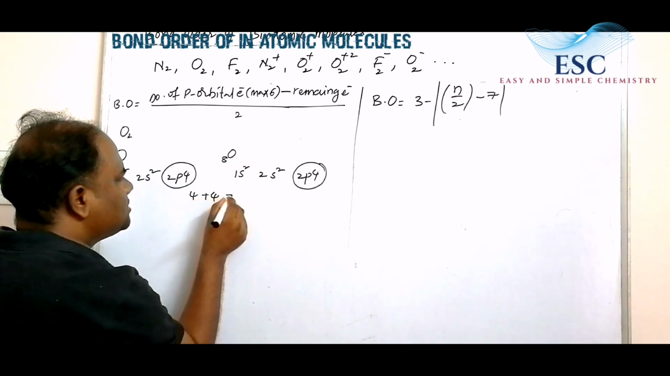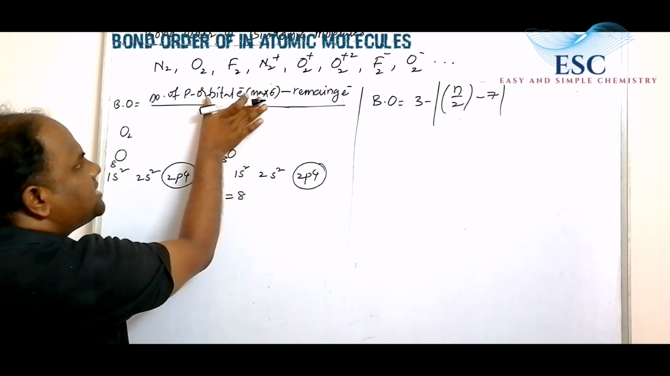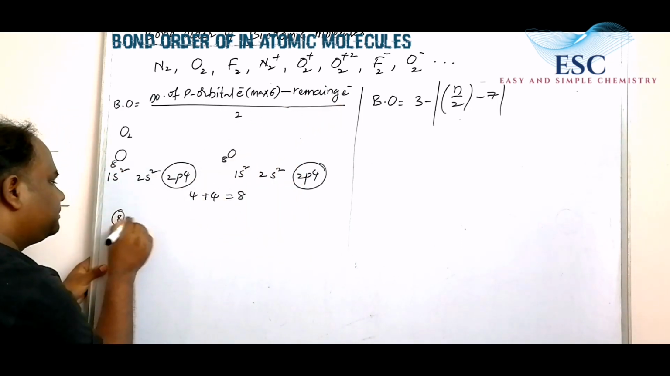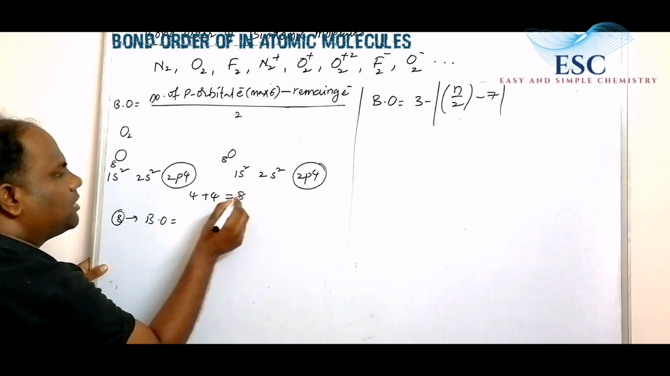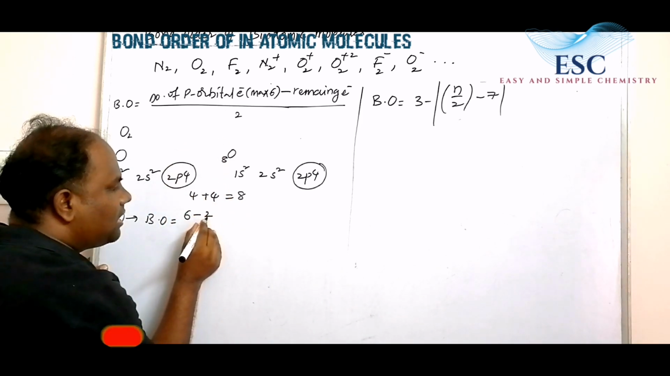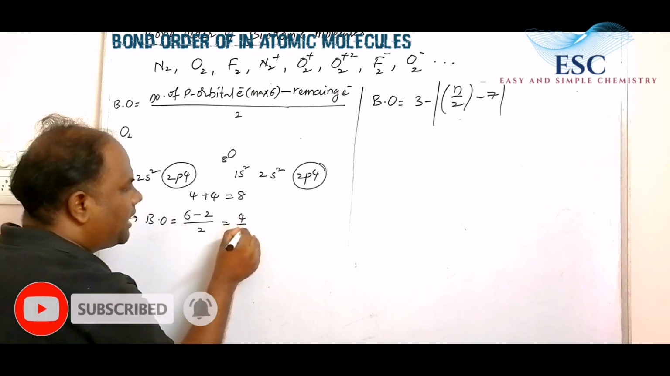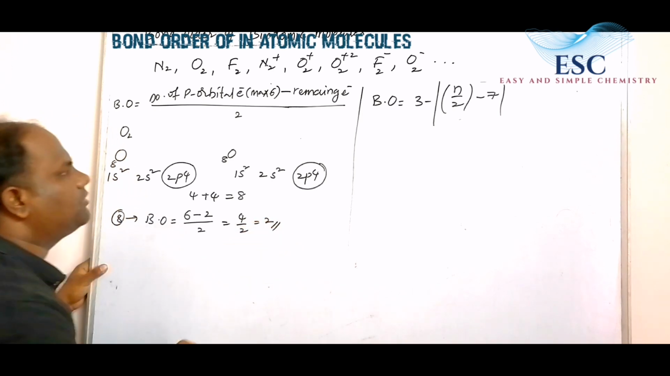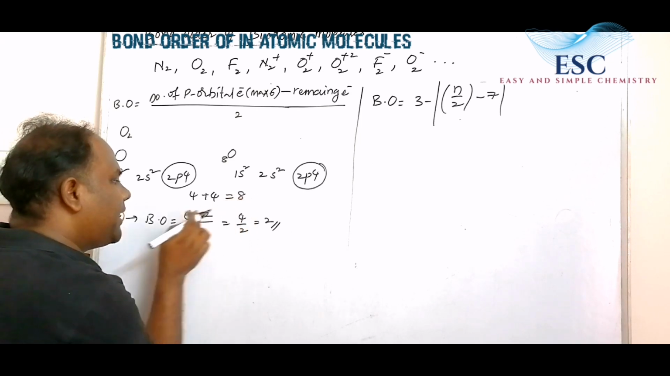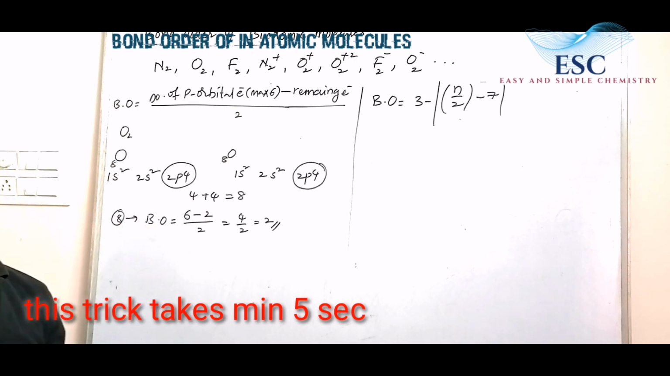How many electrons are here? 8 electrons. But we consider first the maximum 6 minus the remaining number of electrons. So how to write that 8? Bond order is equal to 6 minus 2, because the remaining electrons are only 2, divided by 2. So 4 by 2, 2. The bond order of the oxygen is 2. See here, 8 means not 6 plus 2, it is 6 minus 2. That is how to easily identify the bond order.